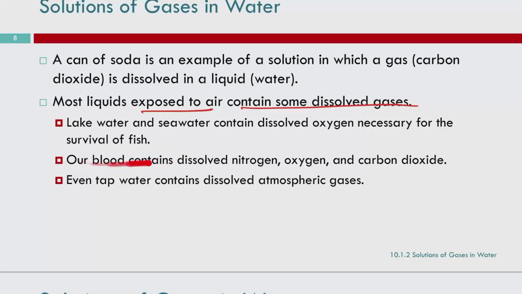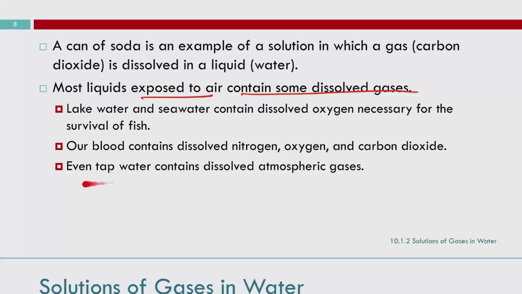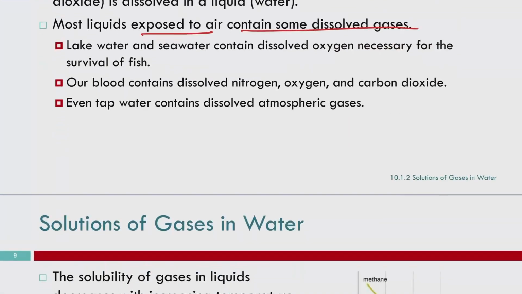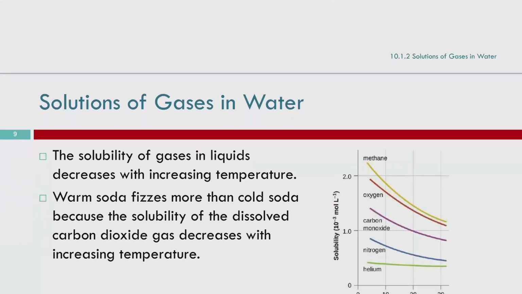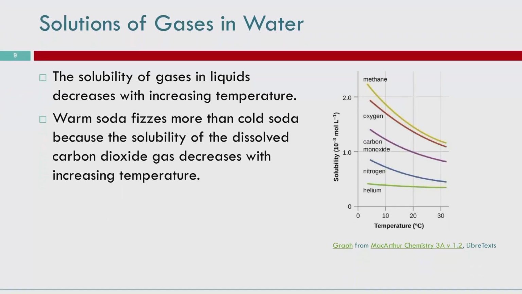Our blood also contains dissolved stuff like nitrogen, oxygen, and carbon dioxide, and even tap water contains dissolved atmospheric gases. So how does solubility of gases change with temperature?